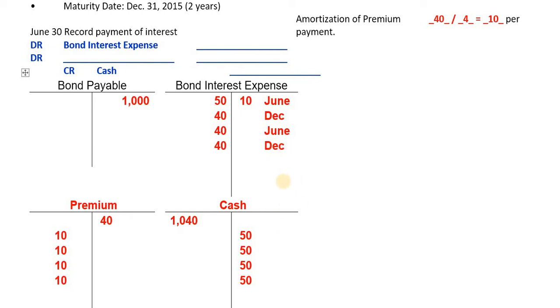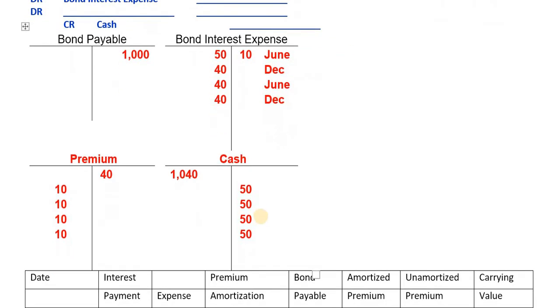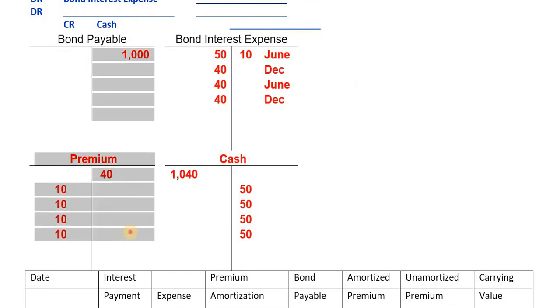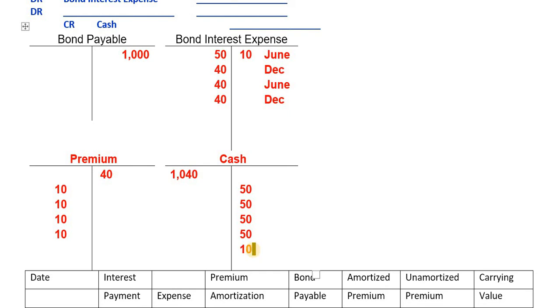So the bonds pay. 2 years have gone by, haven't they? It's time. Everything's done. What's our carrying value? Our carrying value is down to $1,000, which is good because I owe you $1,000. I'm going to send you $1,000 in cash and debit bond payable to wipe it out. Bonds off the books, premiums off the books. We recognize the interest. Everybody's happy.